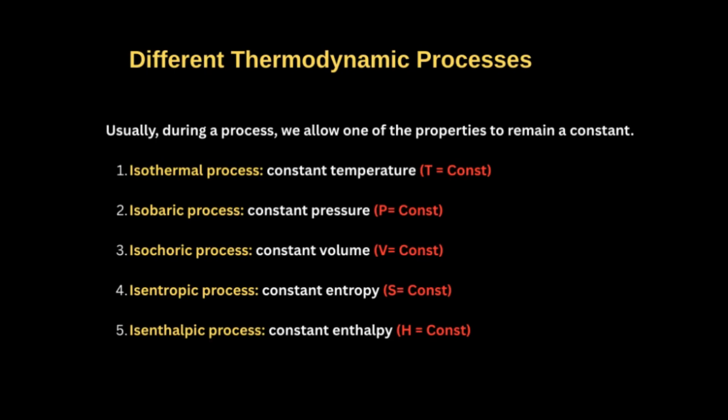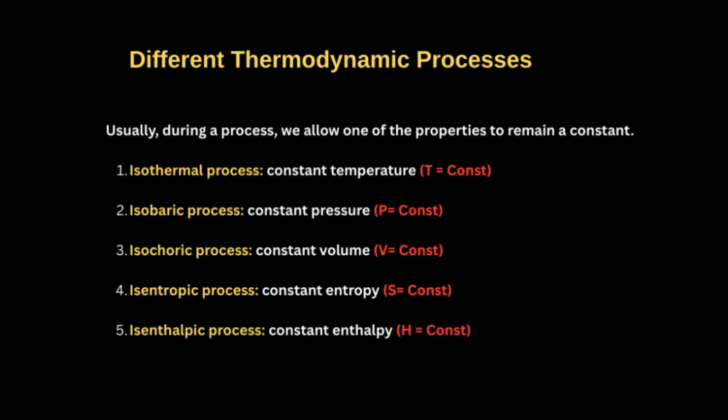Having understood this, let us try to understand the different thermodynamic processes. Usually we allow one of the properties to remain constant. This helps us in our study. These are all approximate assumptions, by the way, that we keep one of the properties constant, but this helps us derive the equations and find out the work done and the heat transferred. All these basic principles rest on the assumption that in the process at least one property remains constant.